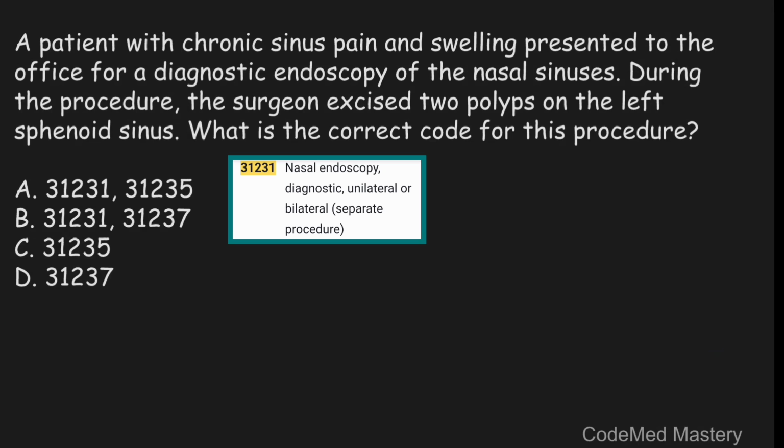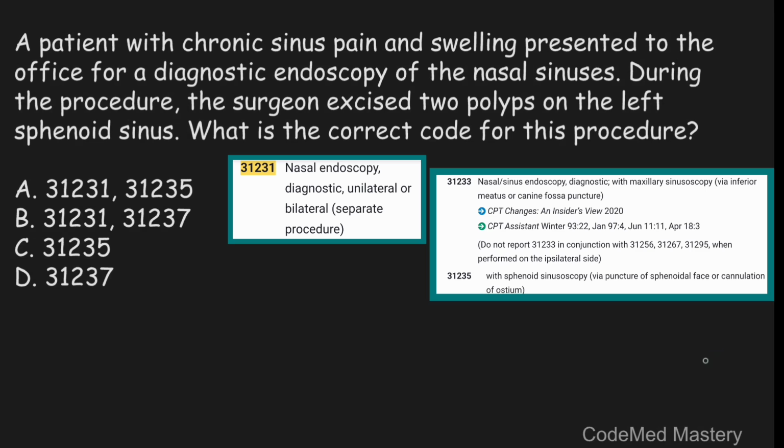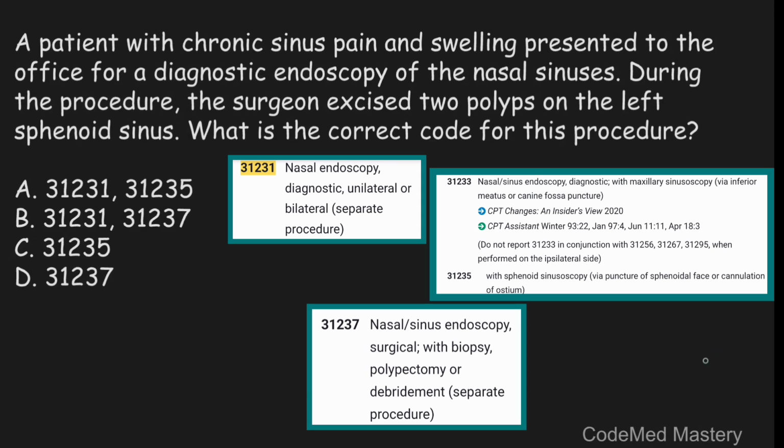In option C, check the code 31235, that is for nasal sinus endoscopy diagnostic with sphenoid sinusoscopy via puncture of sphenoidal phase or cannulation of ostium. And option D, 31237 is for nasal sinus endoscopy surgical with biopsy, polypectomy or debridement.